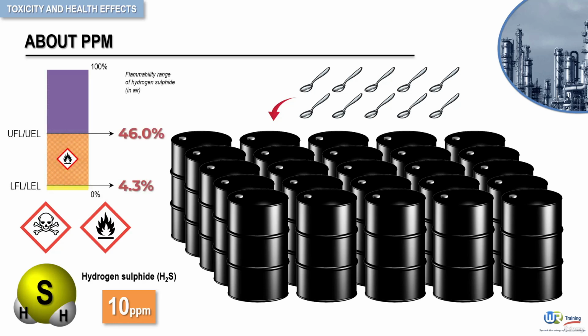As seen from the flammability diagram of hydrogen sulfide, the LEL is 4.3%, or expressed in ppm, 43,000 ppm. This is greater than 10 ppm, the threshold limit value of hydrogen sulfide. What this means is that hydrogen sulfide can kill long before its concentration reaches the lower explosive limit. The key message here is, it is important to recognize that some properties of a substance are more significant than others. For hydrogen sulfide, it is the toxicity rather than the flammability.